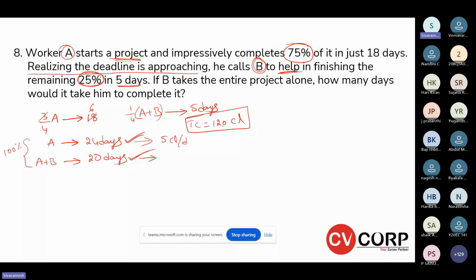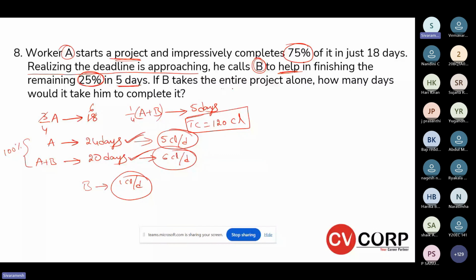Now just understand the scenario here. A is eating how many chocolates per day? 5 chocolates. With the help of B, A and B together are eating how many chocolates per day? 6 chocolates per day. Now that extra 1 chocolate is being eaten by whom? Obviously I can say that B is eating 1 chocolate per day, correct? So A is eating 5 chocolates per day, B is eating 1 chocolate per day. If A and B both are working together, 6 chocolates per day. Now I got to know that B's efficiency is that he can eat only 1 chocolate per day. Total what they're talking about is, if B takes the entire project, what is that entire project here?